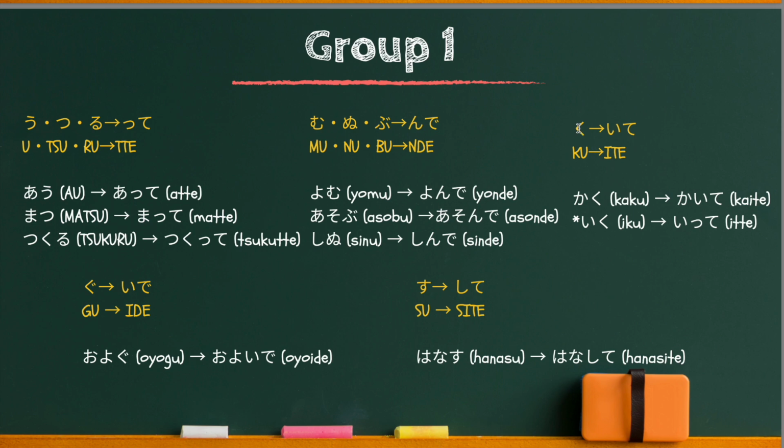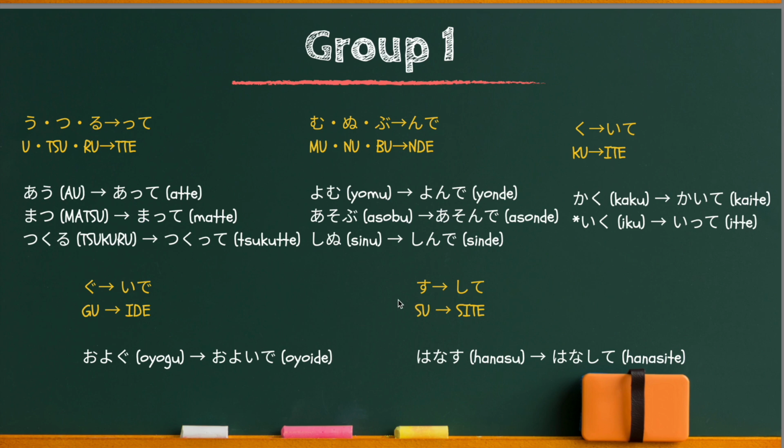Third one, ku goes to ite. So kaku goes to kaite. But there is one exception. Iku. This means to go. This iku goes to itte. So be careful with this verb, iku. Fourth one, gu ending goes to ide. Therefore, oyogu goes to oyoide.